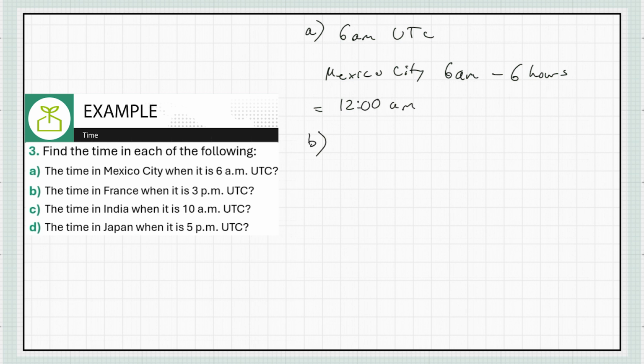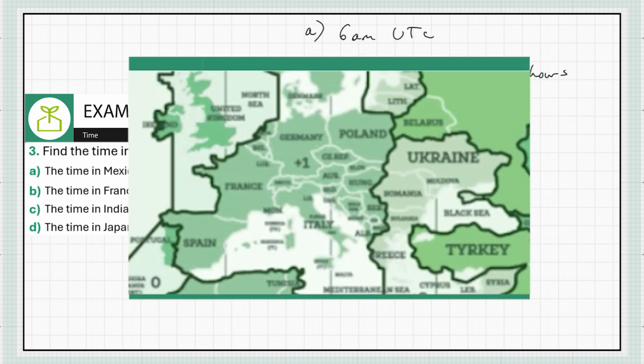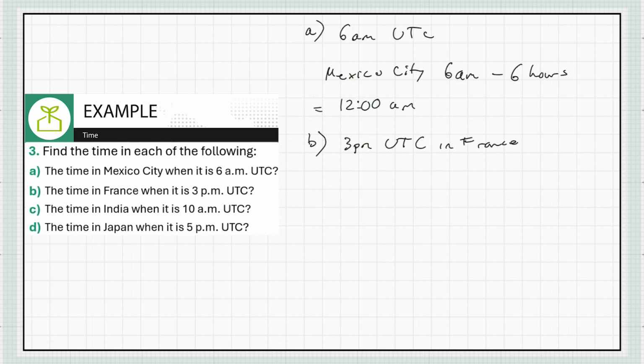Alright, if we look at our next one, B, we have the time in France when it is 3 p.m. UTC. Alright, so 3 p.m. UTC in France. So let's go to France. France is here, it is +1. So it's in this +1 region. So we need to do UTC +1. Right, so if it's 3 p.m. UTC, then in France it will be 3 p.m. plus 1 hour, which will equal 4 p.m. in France.